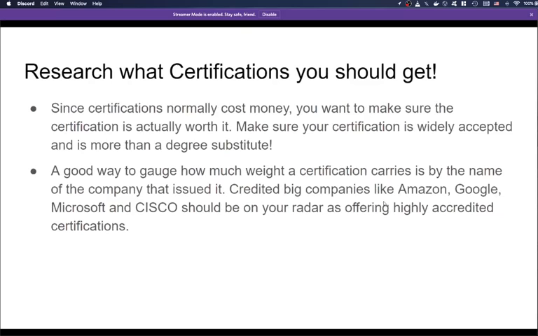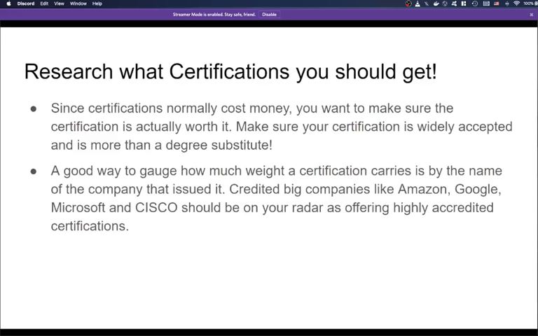So essentially, let's talk about how you should research what certifications you should be getting. Since certifications normally cost money, you definitely want to make sure that the certification you're getting is actually going to be worth it. You should make sure that your certification is widely accepted. There's a lot of certifications out there that are not actually widely accepted, and you should definitely research what is and isn't widely accepted within your area of technology. You do not want to end up paying like $10,000 for a certification only to learn that nobody takes your certification and the company that offered it was just trying to get money out of you.